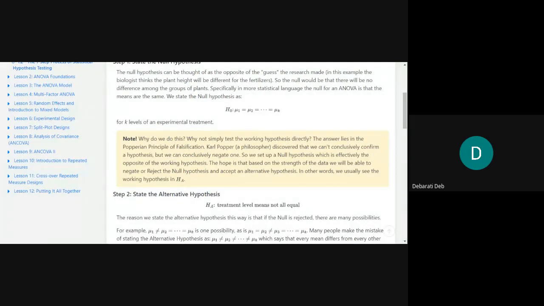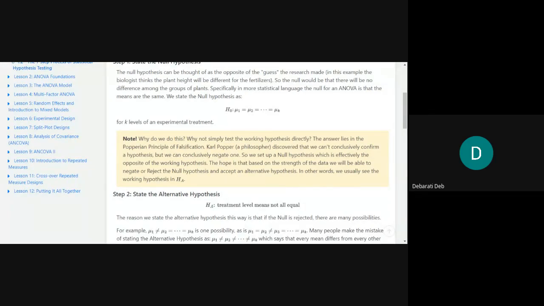Now, why do we do this? Why not simply test the working hypothesis directly? Why did we not write that the plants will be of different heights? Why are we writing it in the reverse way? The answer lies in the Popperian principle of falsification. Karl Popper, a philosopher, discovered that we can't conclusively confirm a hypothesis, but we can conclusively negate one. So we set up a null hypothesis, which is effectively the opposite of the working hypothesis.